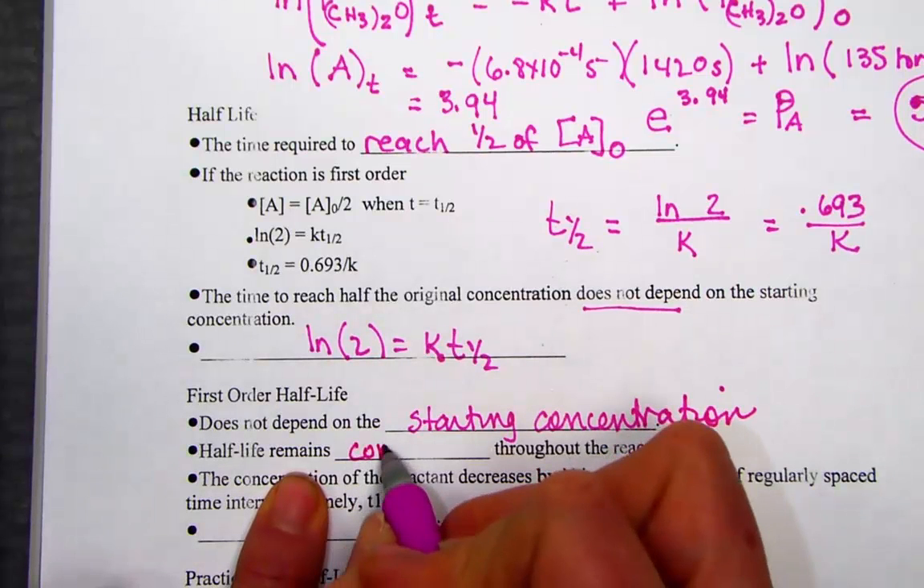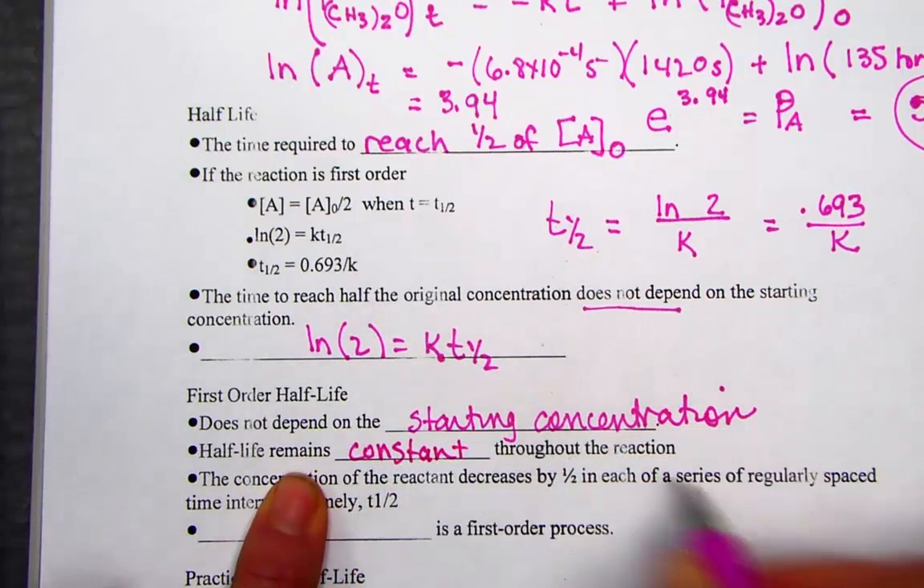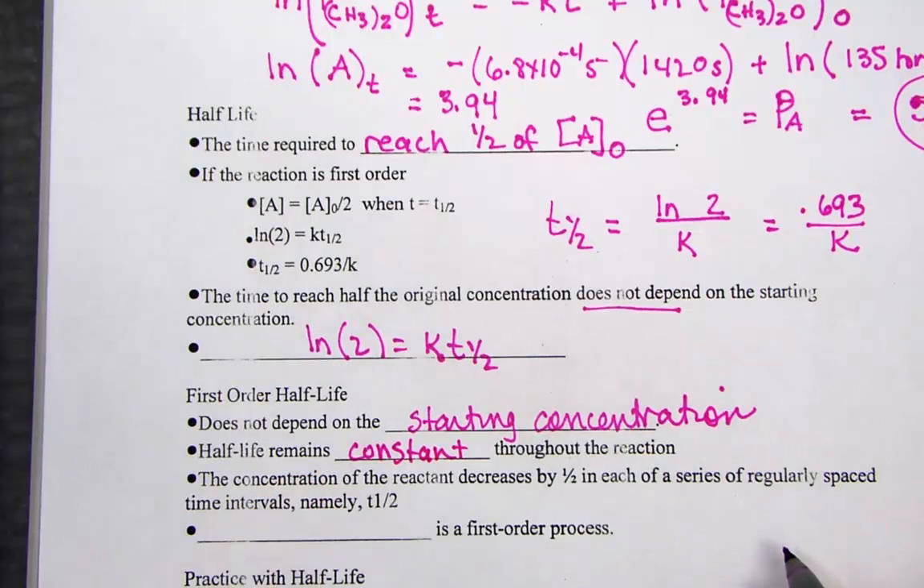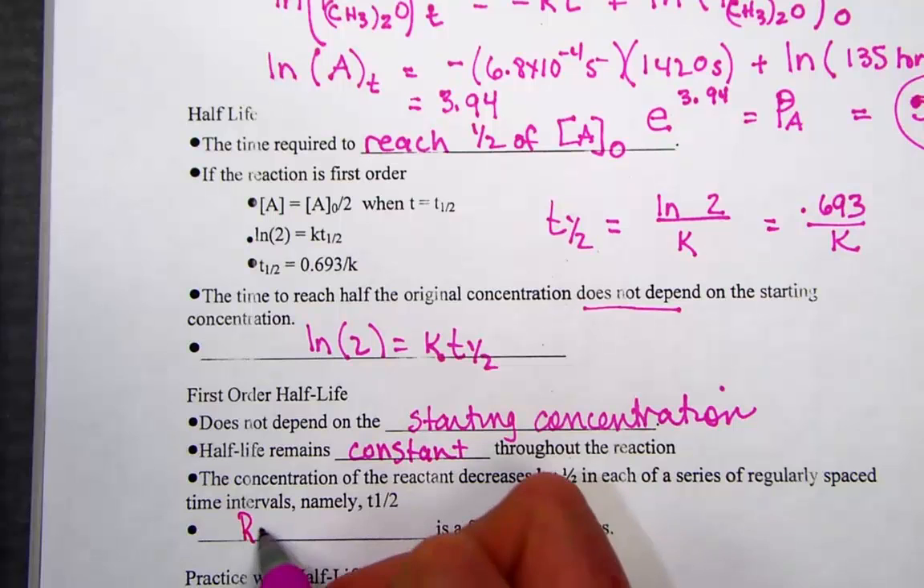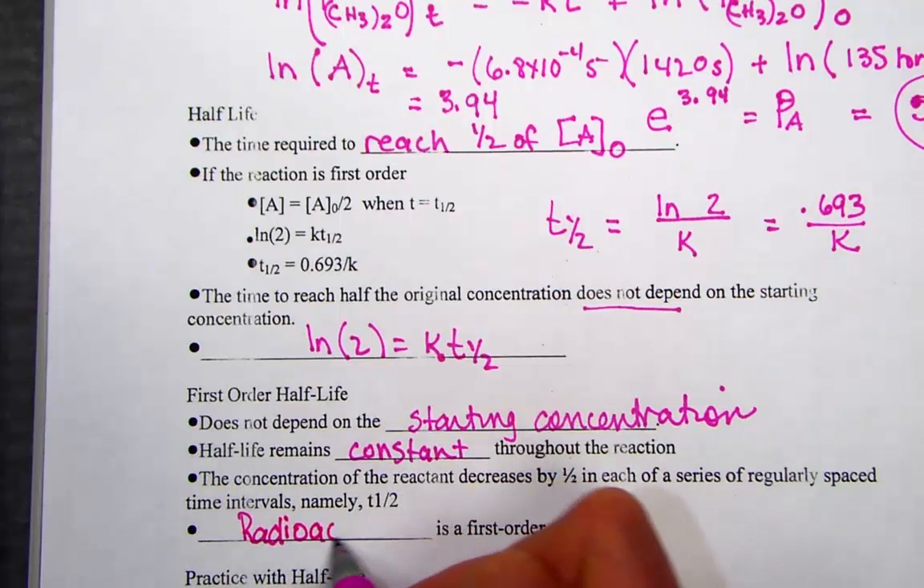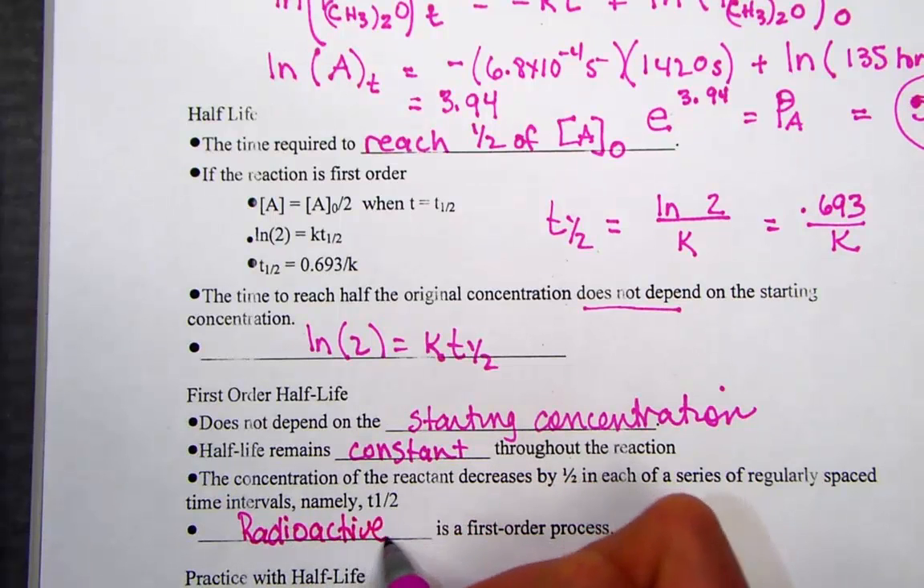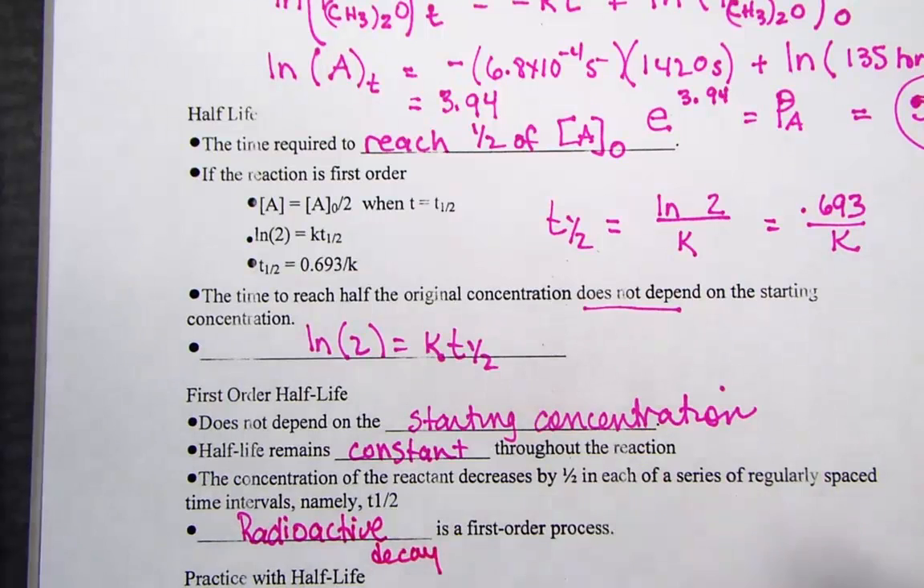And it remains constant throughout the entire reaction. It will be different for a second order reaction. So the concentration of the reactant decreases by 1/2 in each of a series of regularly spaced time intervals, namely T1/2. Radioactive decay is a prime example in a nuclear reaction. The more stable an isotope, the longer its half-life. The quicker the half-life, the more unstable that radioactive decay.